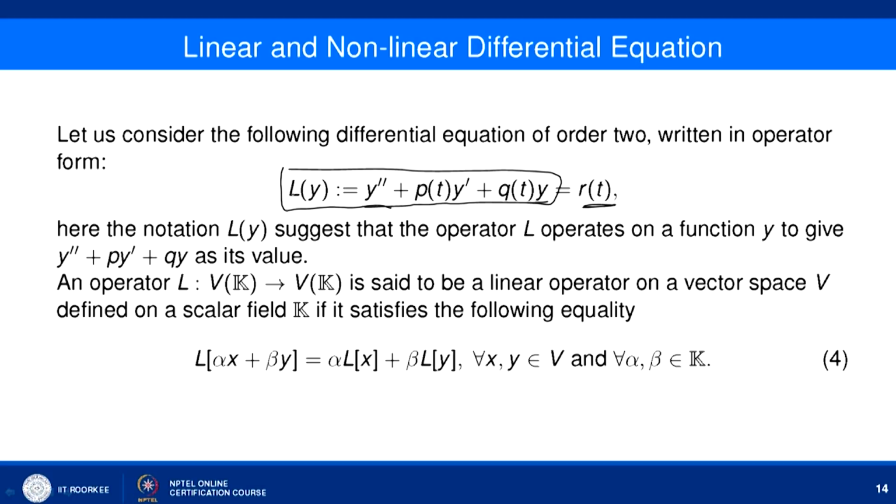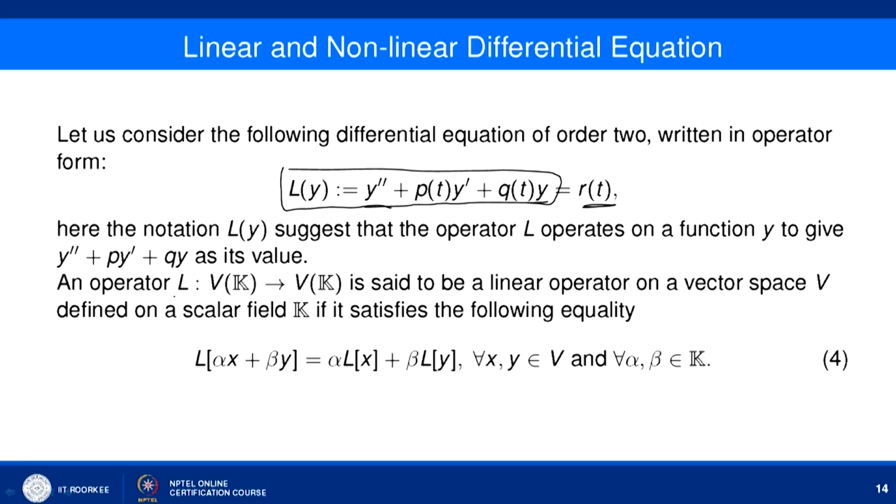Now, if this operator L is linear, we call the differential equation a linear differential equation, otherwise it is a nonlinear differential equation. So, how to check that this operator is a linear operator? Look at this: the notation Ly suggests that the operator L operates on a function y to give this y double dash plus py dash plus qy as its value. So, it is a kind of operator defined on the set of all functions where this y is coming, and it gives you another function of t.